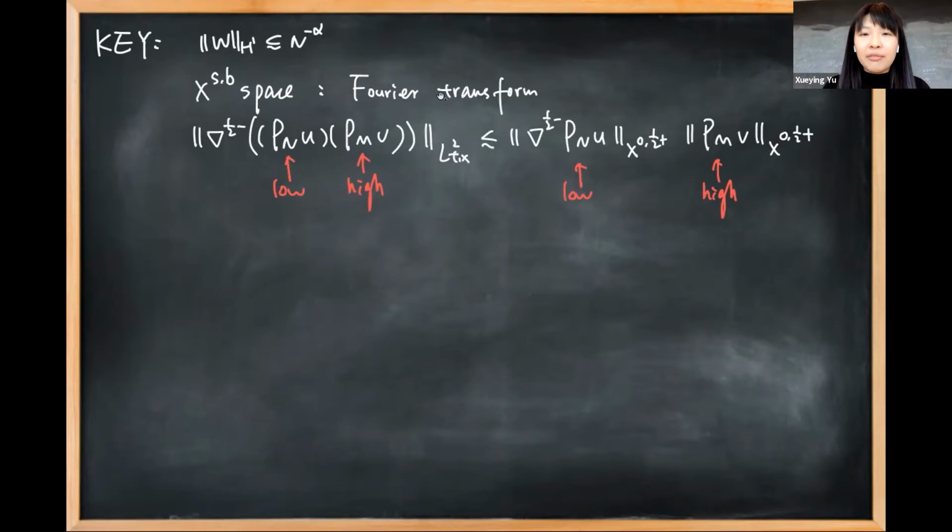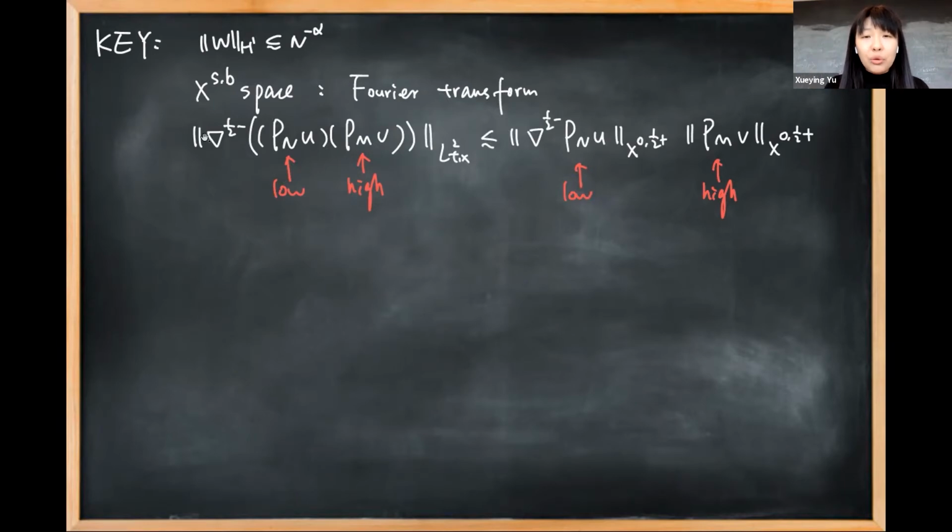These types of spaces are defined using the Fourier transform. Okay, so I don't want to give you a formal definition of this type of space, but I'm going to tell you what you can gain after you use this space. So pretend you have two functions or solutions. They are very frequency localized. One is localized at low frequency N, the other one is localized at high frequency M.